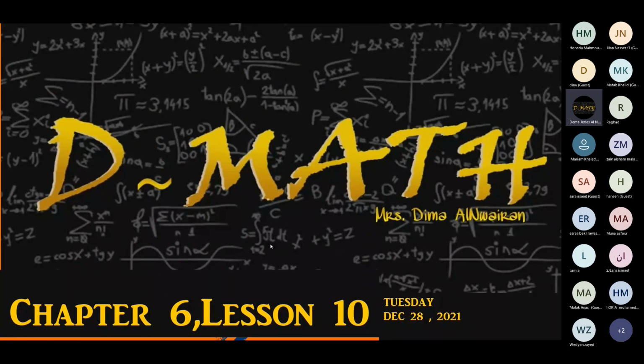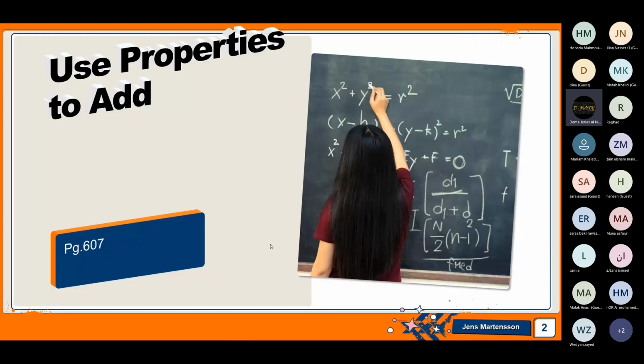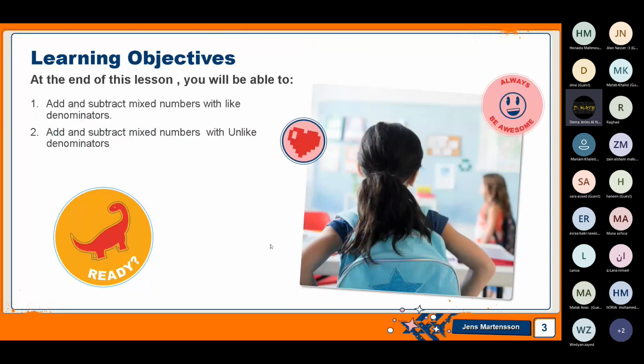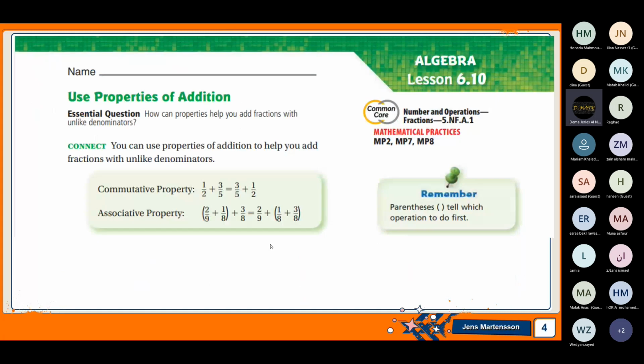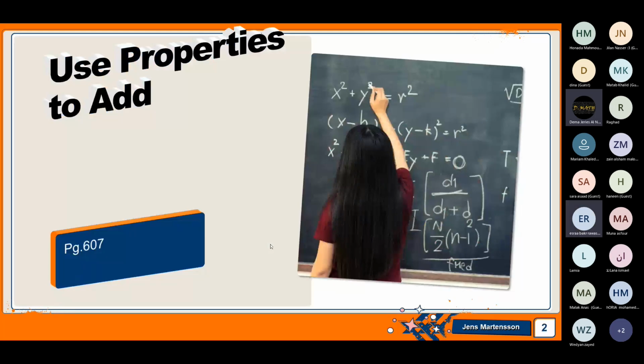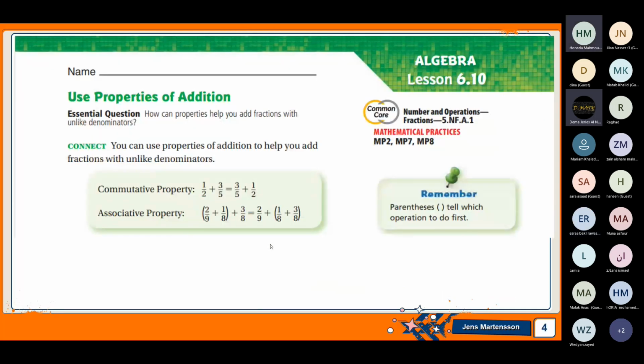Let's start now with chapter 6, lesson 10. Use properties to add. All of you, please open your book, page 607. Today we're going to summarize what we talked about in addition. 607. Teacher, it is 407. Just a minute, please. 407. Sorry. I'm sorry.